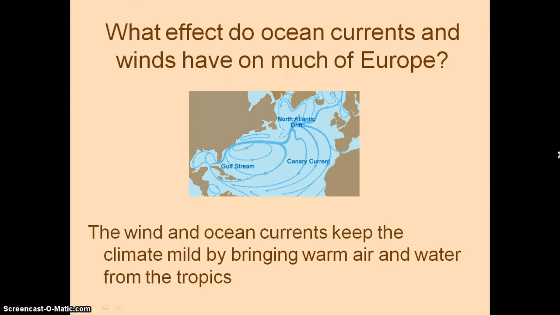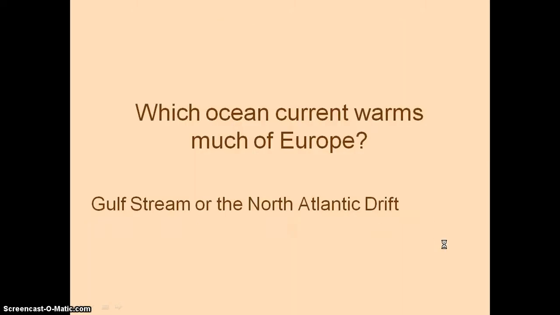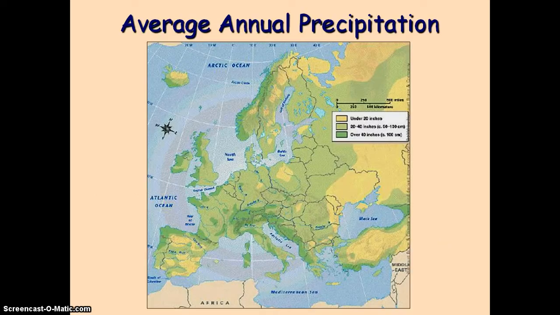Okay. In your notes, the next question asks you what effect do ocean currents have on much of Europe? And that is that they keep climate mild by bringing warm air and water from the tropics. And you see a picture here of the Gulf Stream and the North Atlantic Drift. Which ocean current warms most of Europe? Again, that answer is in your notes. It is the Gulf Stream or the North Atlantic Drift. Average annual precipitation varies widely throughout Europe, as you can see by this map. The darker the green, the more rainfall they receive.